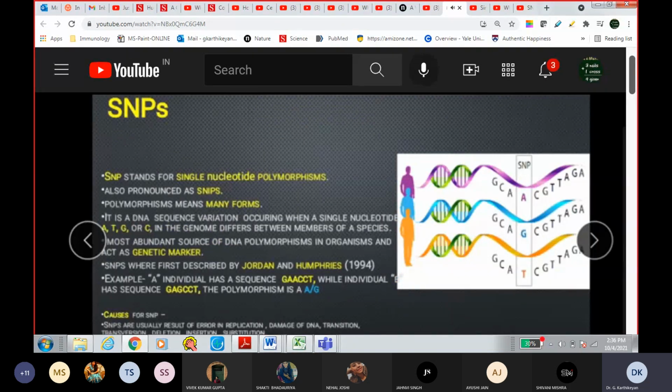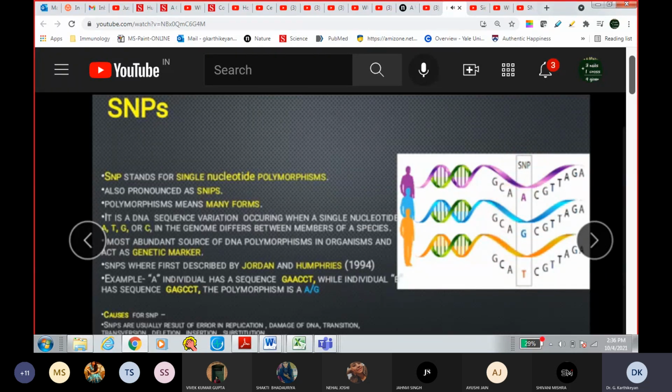Now let's discuss SNPs. SNP stands for single nucleotide polymorphism. SNPs are also pronounced as snips. Polymorphism means many forms. That means many forms of a single nucleotide. SNPs are DNA sequence variations. In this picture, the DNA sequences of these three individuals differ from each other just because of a change in the base pair or nucleotide. Just a change in a single nucleotide. Hence, this is called SNP, single nucleotide polymorphism.